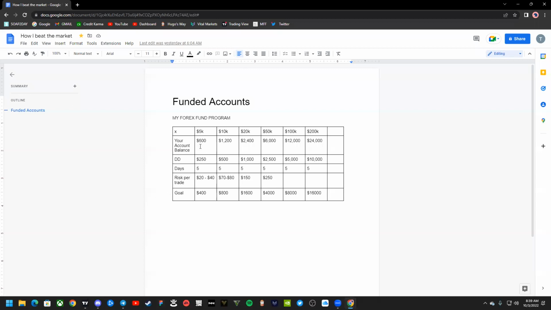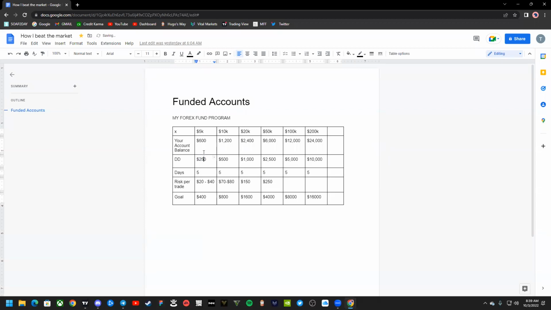But overall, I like to risk this right here. Any trade I get into, I like to risk this because I cannot lose this in a day. I cannot lose $200 in a day, and every funded account is 5 days. So overall, I want to risk around $20 to $40.